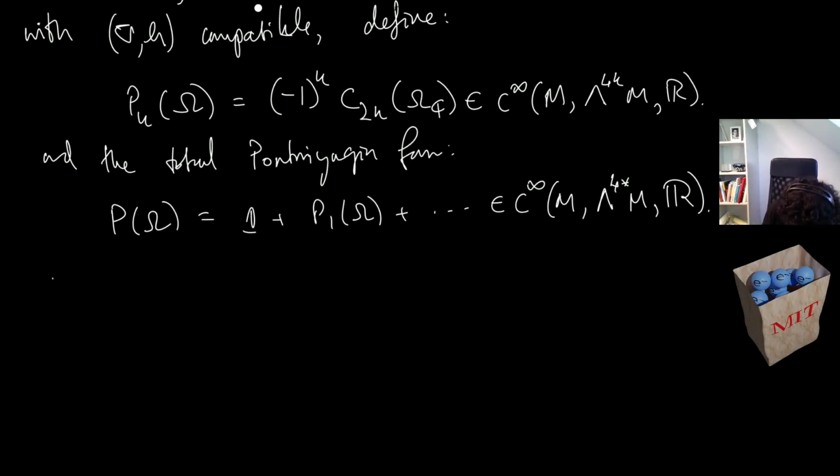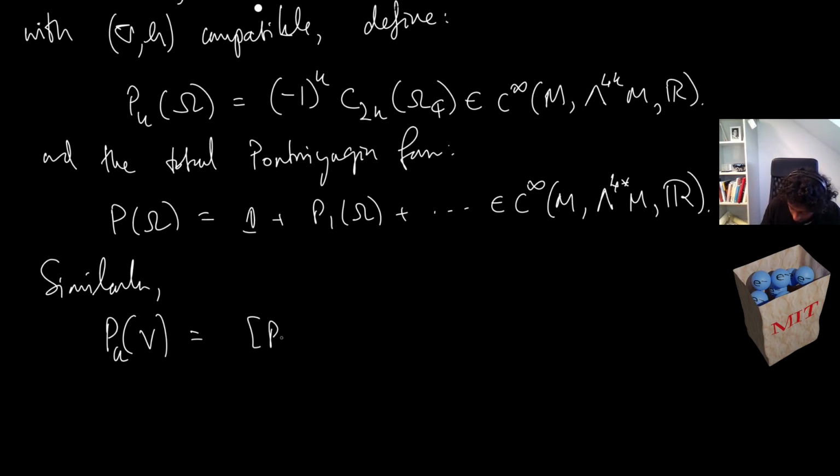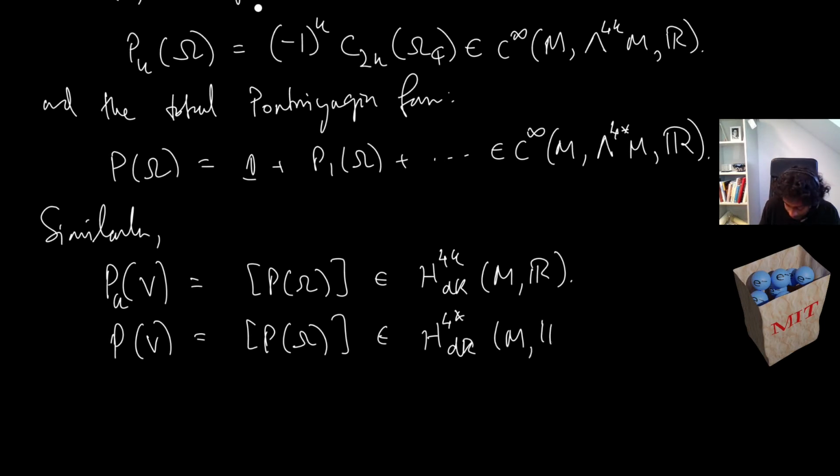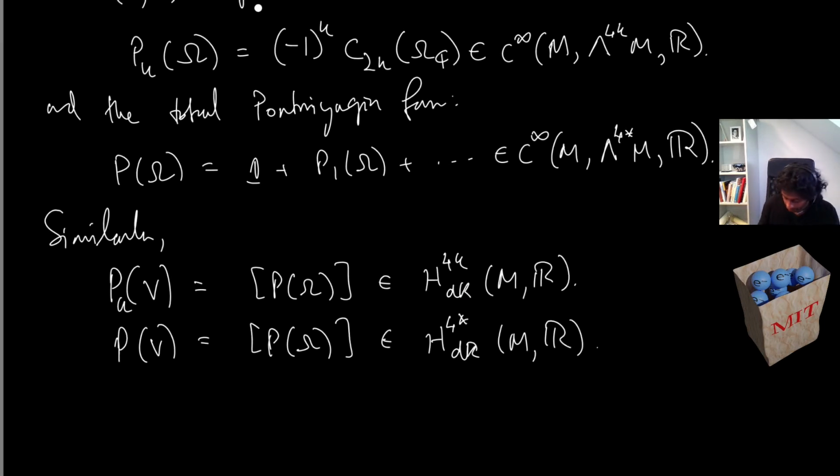Similarly, we have the Pontryagin class, which is going to be in the 4k de Rham cohomology with real values, and P of V is going to be in the object 4 star de Rham and R. Okay, good.